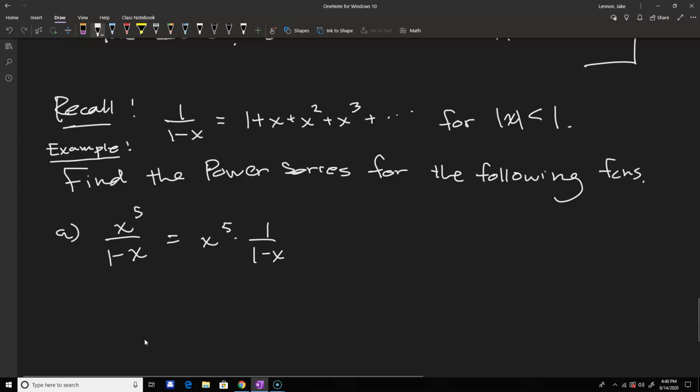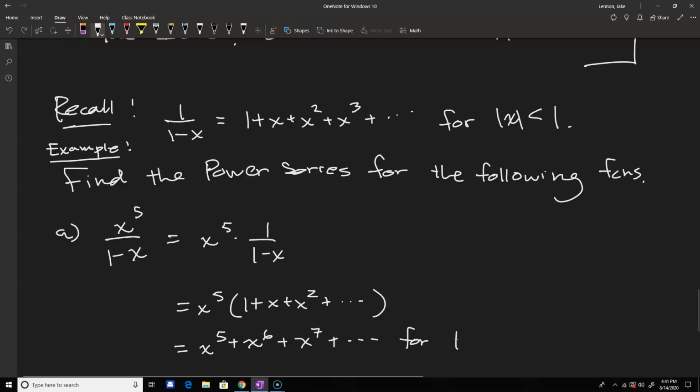And then the power series we get here is just as if we distributed x to the 5th through them. So this is just x to the 5th times 1 plus x plus x squared, and so on. So this gives us our power series of x to the 5th plus x to the 6th plus x to the 7th, and so on. So that's our power series, and it's going to have the same radius of convergence. This is still for the absolute value of x less than 1.